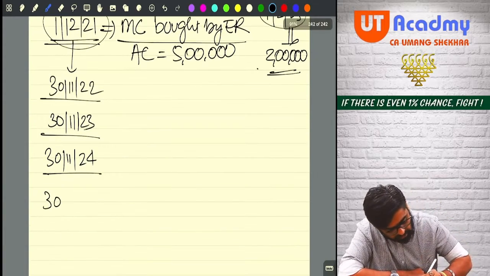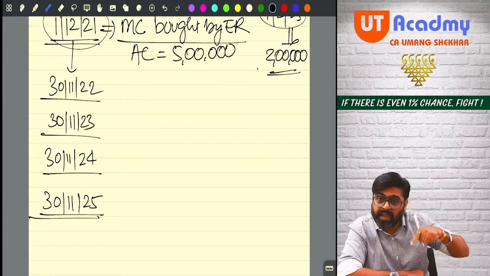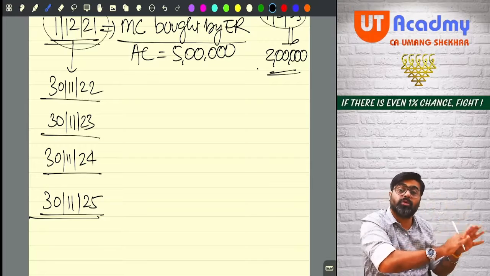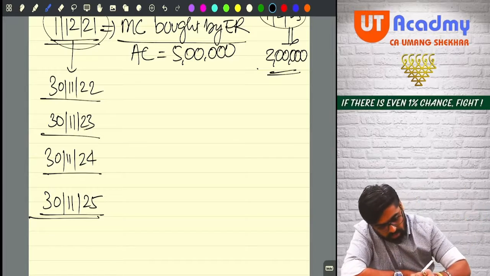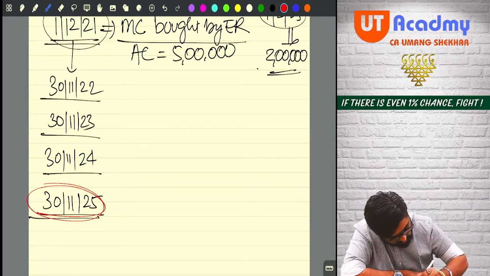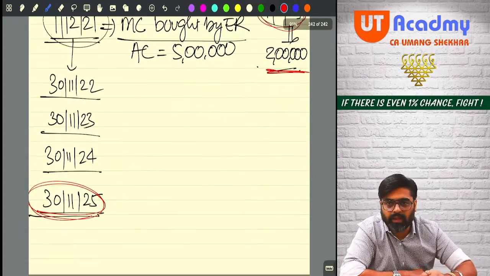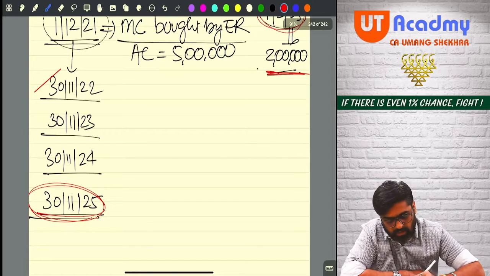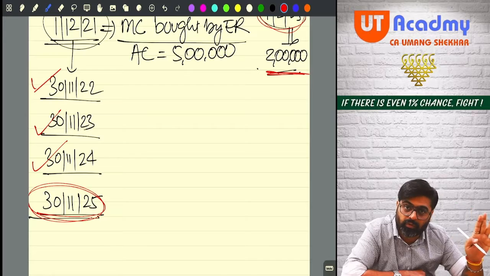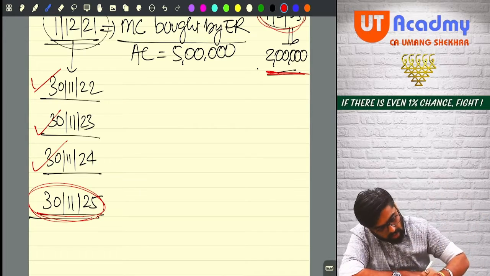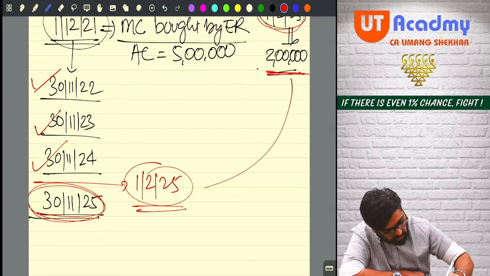And now I come to 30th November 2025. If the employer would have used till this date, then I would have said that the fourth year is used. For the fourth completed year, the asset was used. But before that only, before 30th November only, on 1st February 25, it was sold. So can I say after using for 1 full year, 2 full years and 3 full years, in the fourth year of use, on 1st of February 25, it was sold to you. Hello, for how much? 2 lakhs.